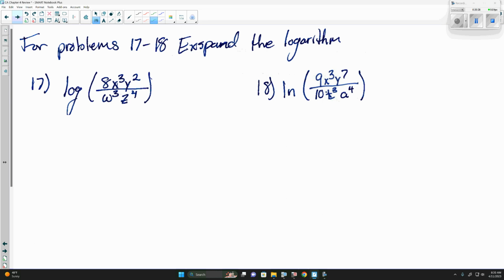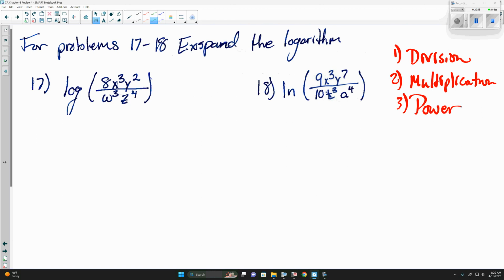Expand the logarithm. So we expand the logarithm. Expanding, we're going to do division property, multiplication property, and then power property. This is the order I would do these in.